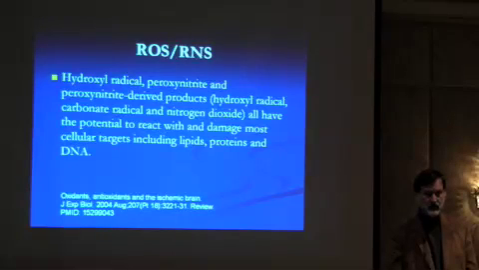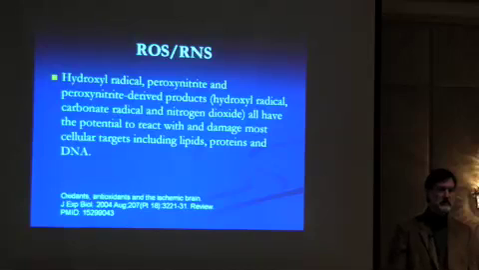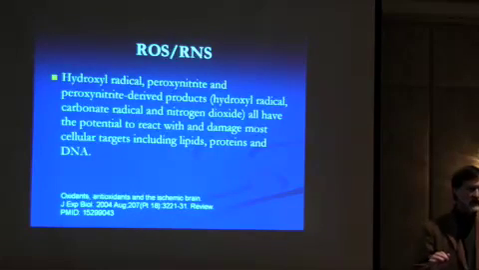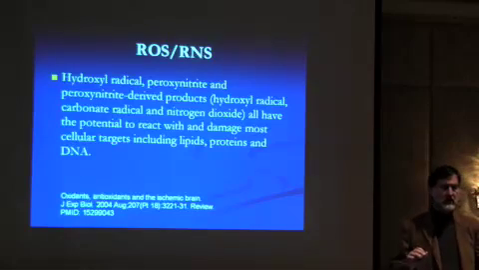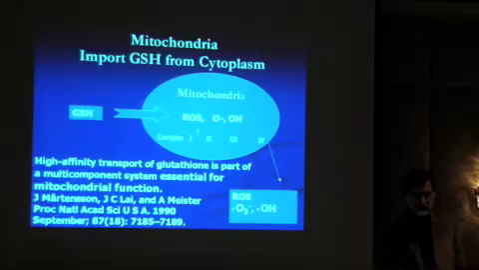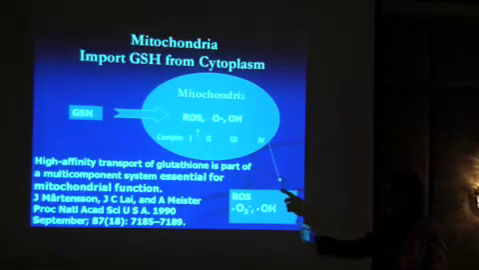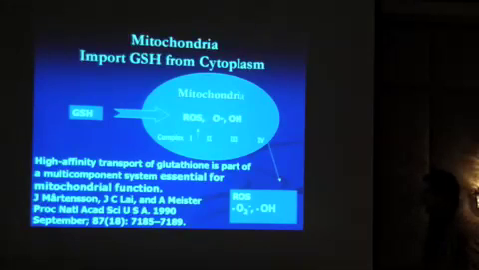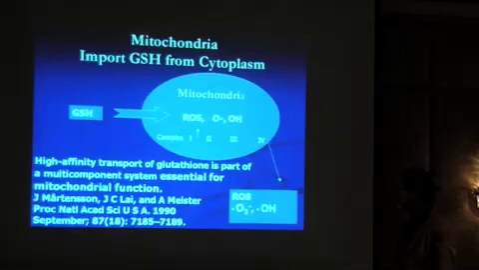Now, in the cytoplasm, we do have catalase. That's a material that can take hydrogen peroxide and convert it to water. But the key, and the reason I focus on the glutathione, is that the mitochondria itself does not have catalase. So it's really dependent on glutathione and the peroxidase, glutathione peroxidase. But it's so dependent that the cell has developed a high affinity energy-requiring transport for glutathione to bring it into the mitochondria to maintain mitochondrial function.